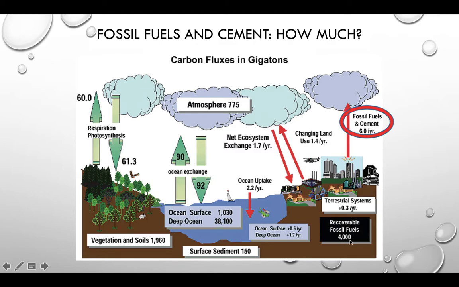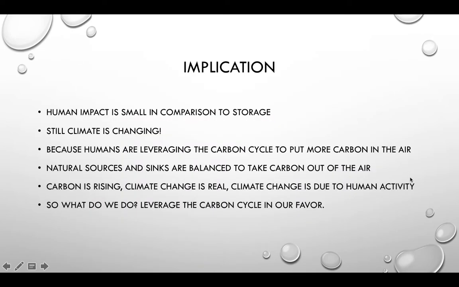So that storage spot is 4,000, where soils and vegetation is only about 2,000, sediments only about 150, and it doesn't even compare to the ocean, but that's still a pretty big storage spot. And what we're doing is we're taking all that carbon out of storage and we're putting it into the atmosphere. So what are the implications of that? Human impact is still small in comparison to the overall carbon storage.